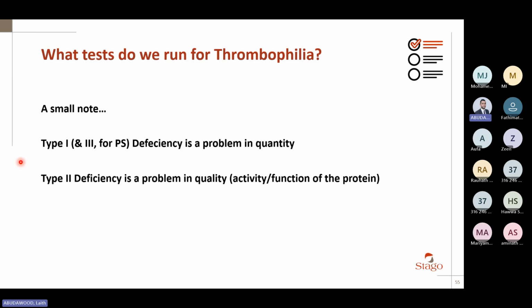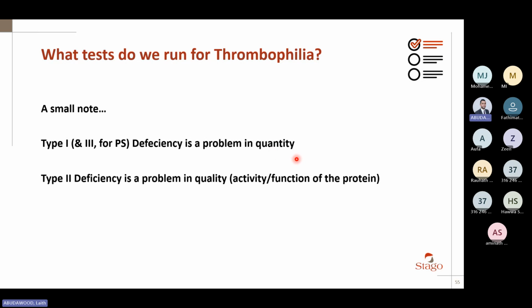Another point that's related to the type of disease, or how we describe the type of deficiency that the patient has. Whenever I say type 1 deficiency or type 3 deficiency, only in the case of protein S, that is a problem in quantity. So the protein is low in amount, but its function is normal, no problem with the function. A problem only with the quantity.